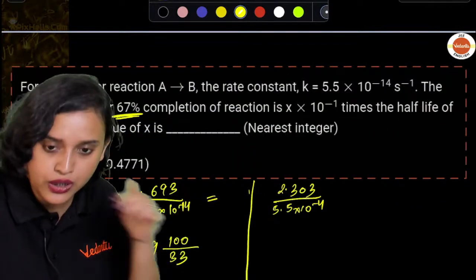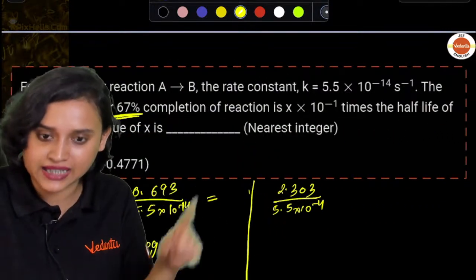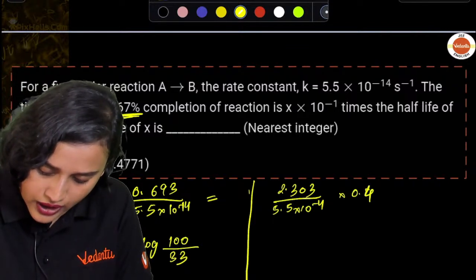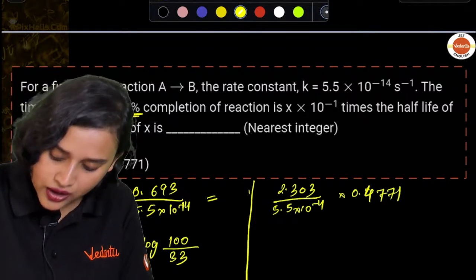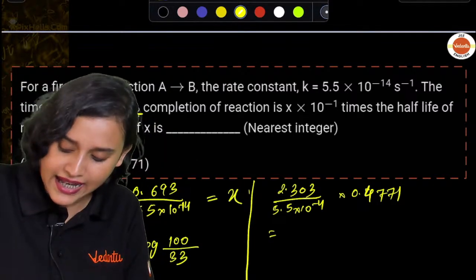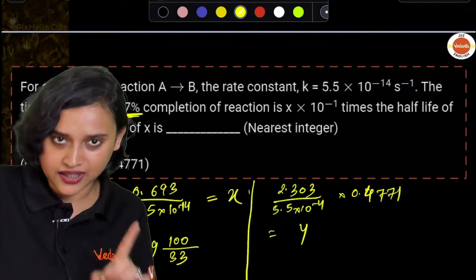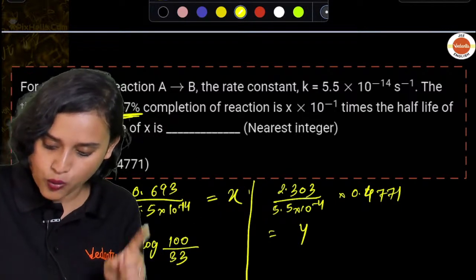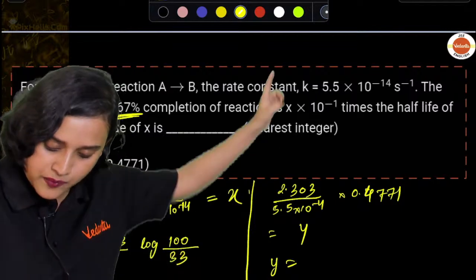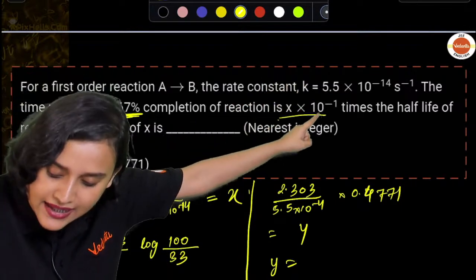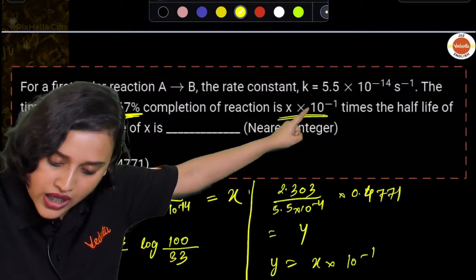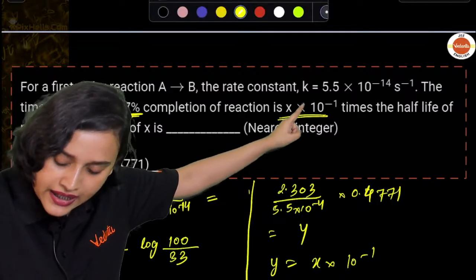So what we can do is multiply this with 0.4771. Calculate this and tell me what is the answer. Whatever answer, let's say this is x and this is y. Whatever answer you get, you do y is equal to x into 10 to the power minus 1, right? Let us consider this to be z here.